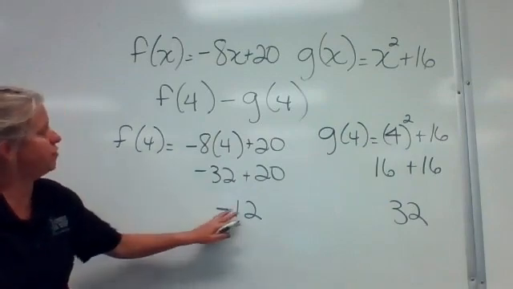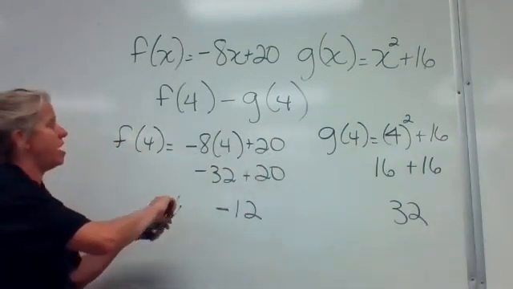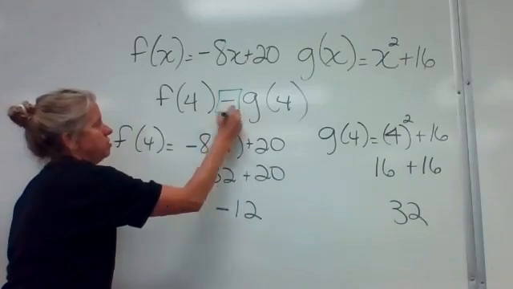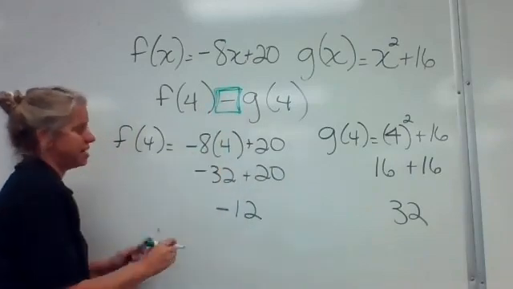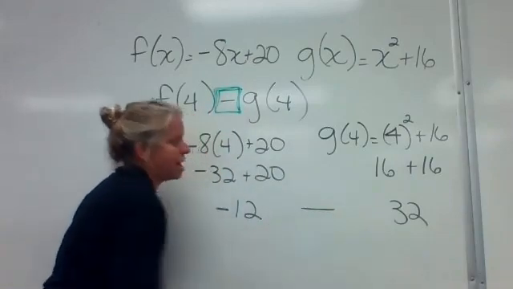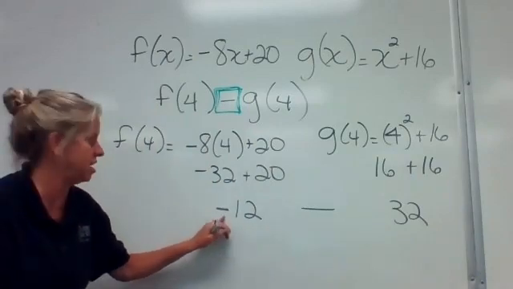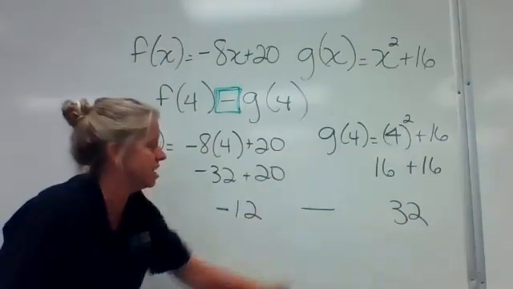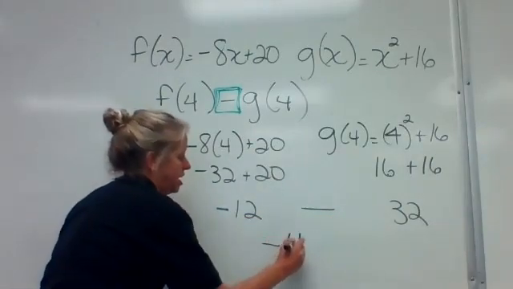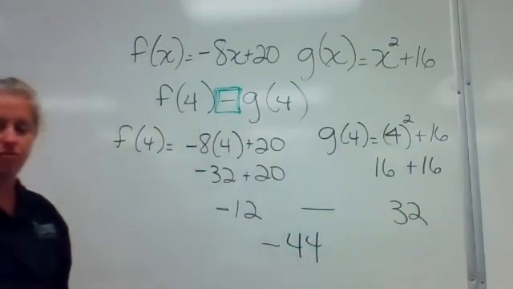So here's f of 4, there's g of 4. Now I just need to look back and say, okay, what does it want me to do with that? Once we just subtract it. So this time I am subtracting that. So in your calculator, negative 12 minus 32 gives me negative 44.